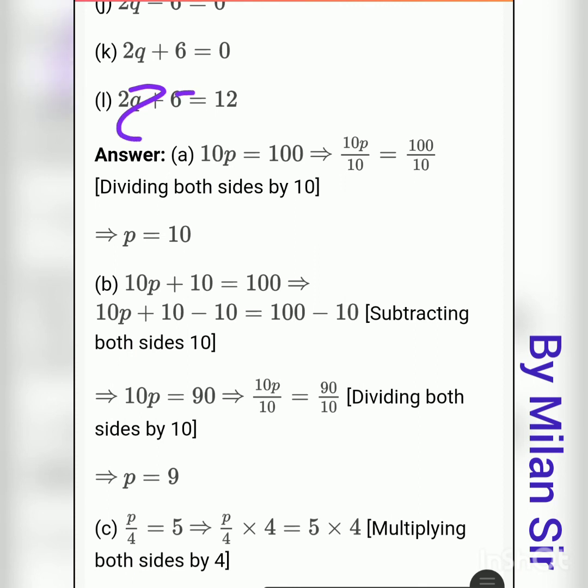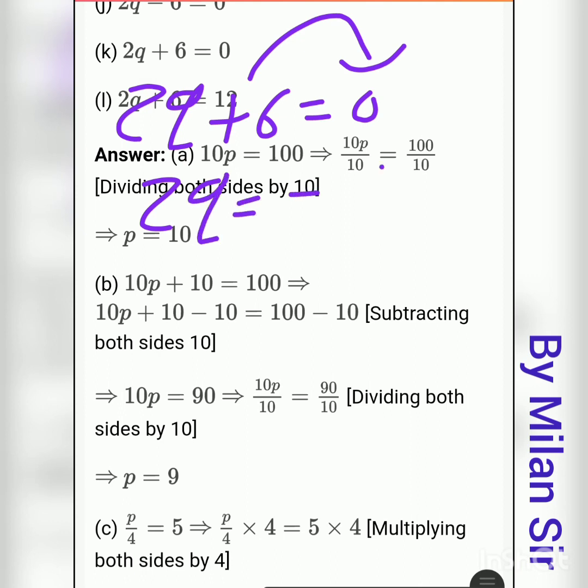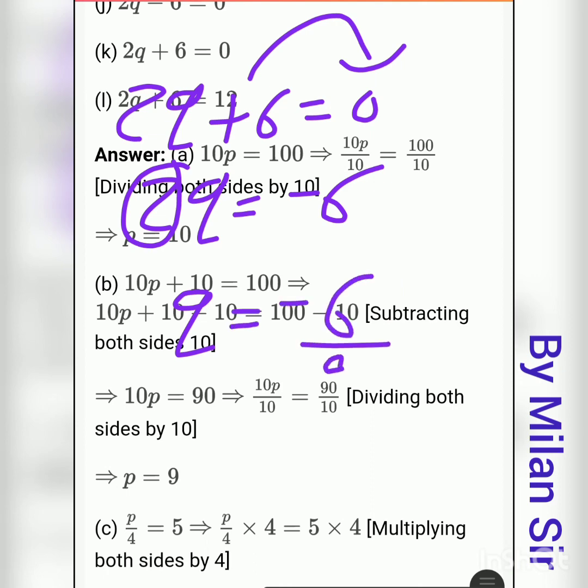Again, 2q plus 6 is equal to 0. Transfer this plus 6 to the right hand side. It becomes minus 6. Now transfer this multiplication by 2 to the right hand side. It goes to the denominator. So 2 3s are 6. q is equal to minus 3.